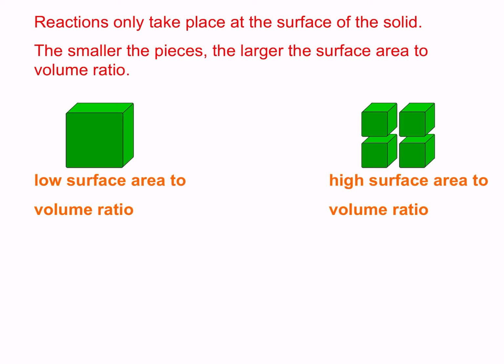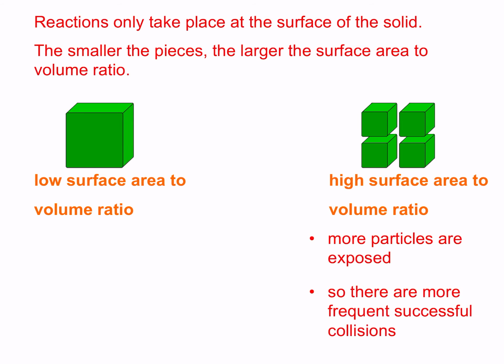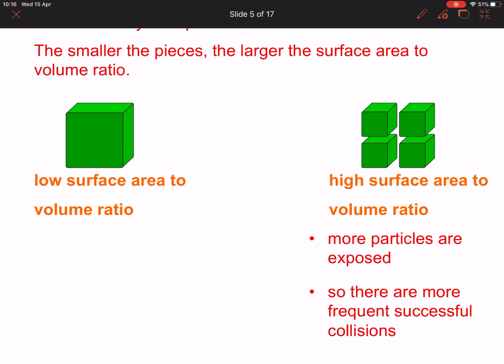And we've got to know why it would react faster. The first thing we'd have to say is there are more particles exposed. So, on the right, there will be more frequent successful collisions. Now, this is a very, very important phrase. If we have a higher surface area to volume ratio, there are more frequent successful collisions, and that's going to make the reaction faster. We haven't made more particles, there are more particles exposed. So now there are going to be more frequent successful collisions.